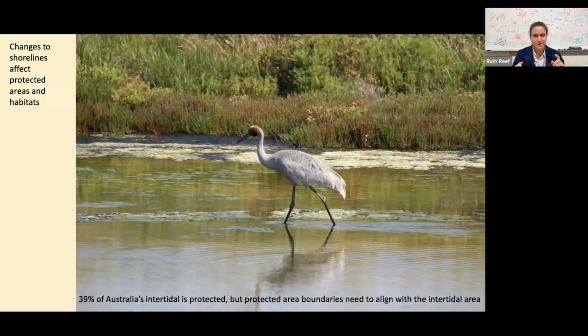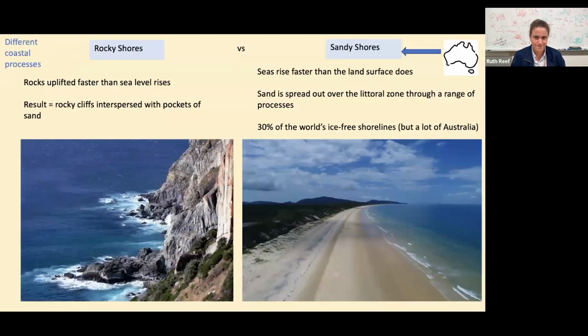But an equivalent problem is that the way we define boundaries in geography is linked to place and not necessarily linked to habitat, right? So about 40% of our intertidal zone is protected in Australia, but it's protected by boundaries where existing intertidal zones are, not where they're going to end up if they migrate. So we need to think about what happens when that whole system is moving.